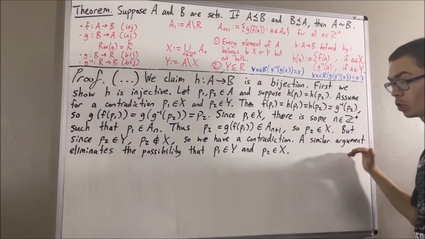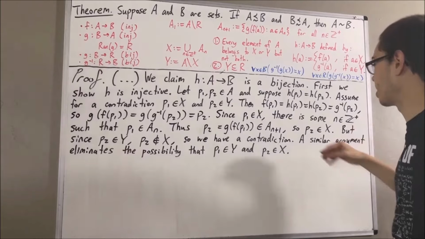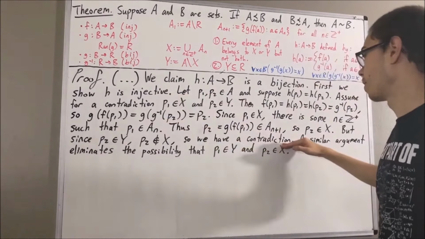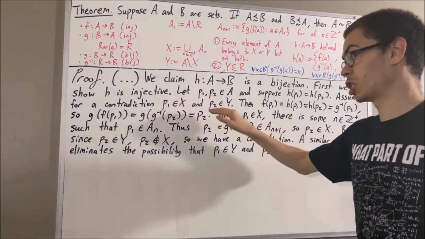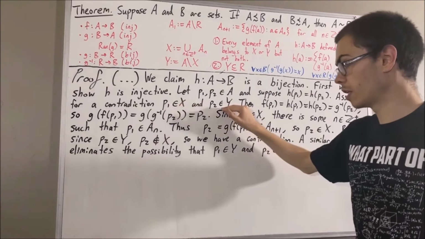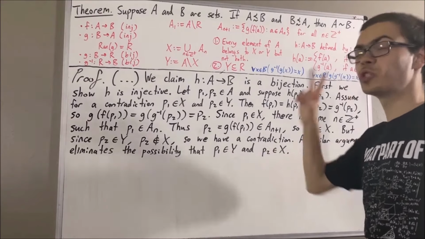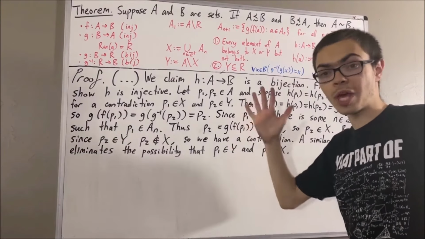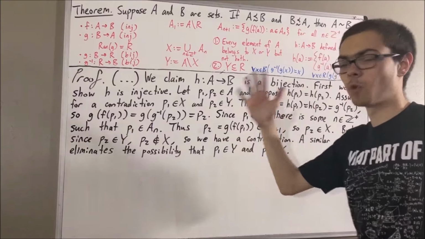I'm not going to write out what the argument is, because it turns out the argument is precisely the same as we did right here. The only difference is everywhere you see p1, you'll write p2. Everywhere you see a p2, you'll write p1. And so we've eliminated this possibility, and we've eliminated this possibility. This leaves us with two possibilities. Either p1 and p2 are both elements of x, or p1 and p2 are both elements of y.